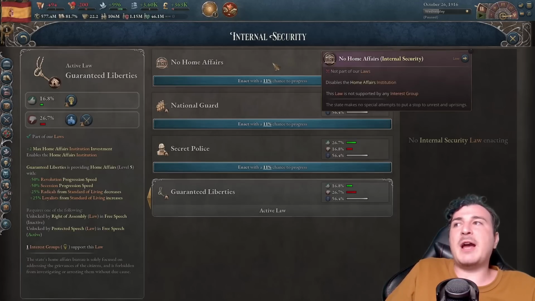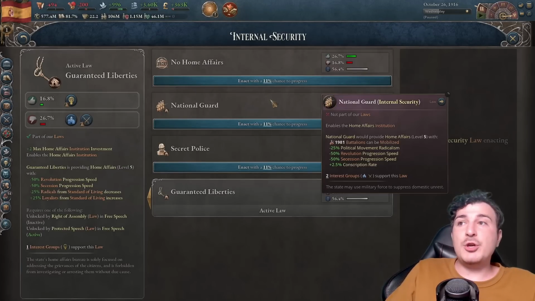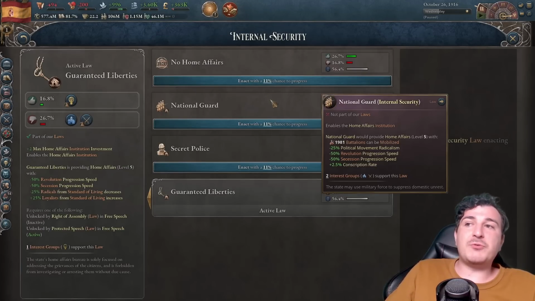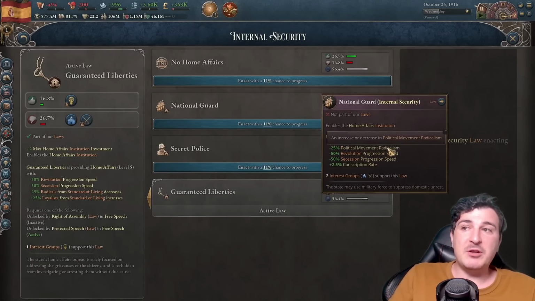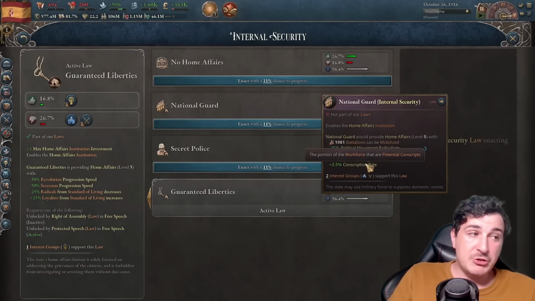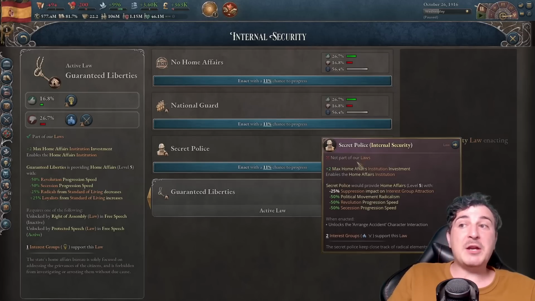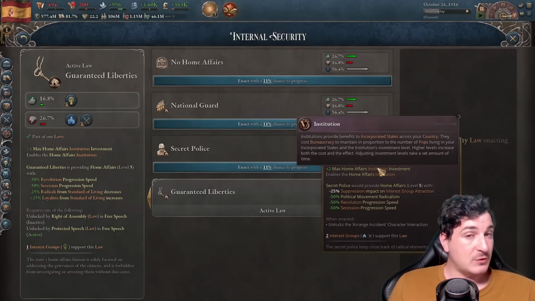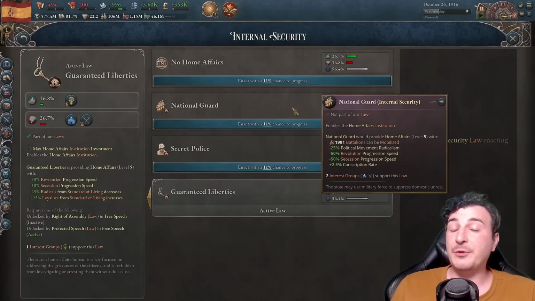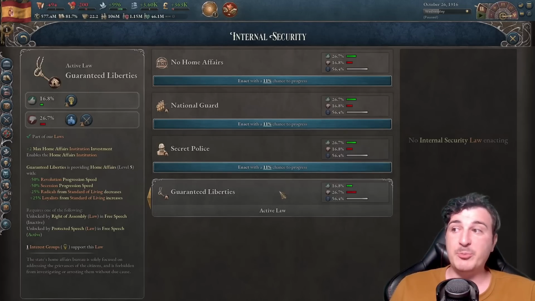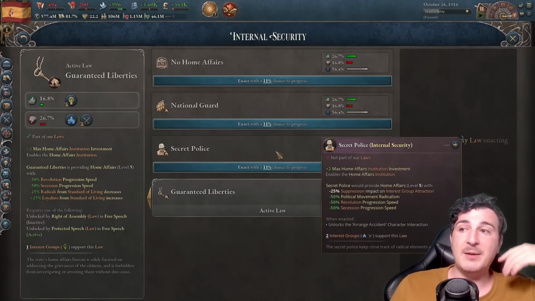Internal security, you can either have no internal security, you can go for National Guard, which allows you to recruit more battalions as conscripts, as well as it reduces the political movement radicalism and gives more conscription rate. Secret police increases the amount of home affair levels that you have. This is big because with the National Guard, you can only get level 3 home affairs maximum. With the secret police and guaranteed liberties, you can go all the way up to level 5.